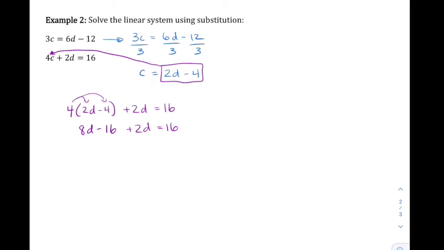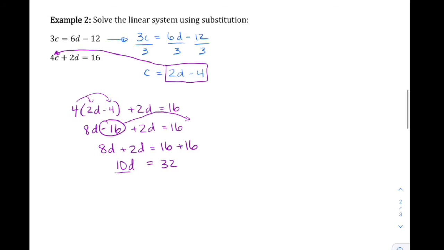Now I'm going to get my like terms together. The D values are going to stay on the left side. 16 is over here on the right, and it's going to be adjoined by another 16, because it's negative 16 coming over to the right side, so it's going to be plus 16. Add my like terms together. 10D is equal to 32. Then I can divide both sides by 10. And I get D is equal to 3.2 in this case.